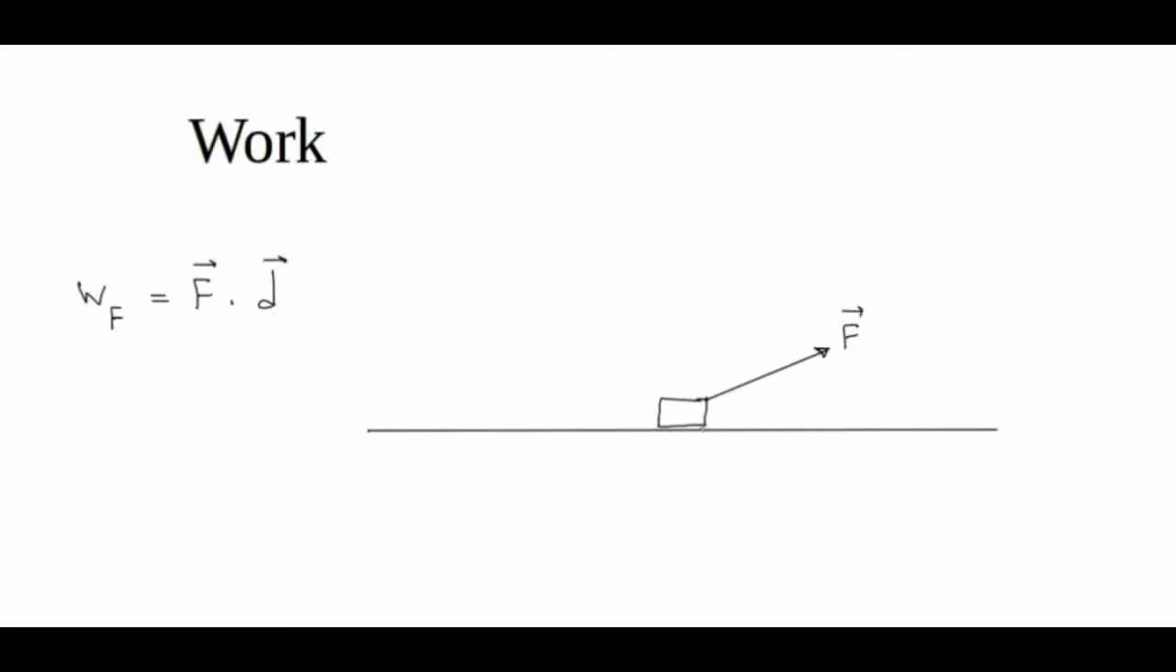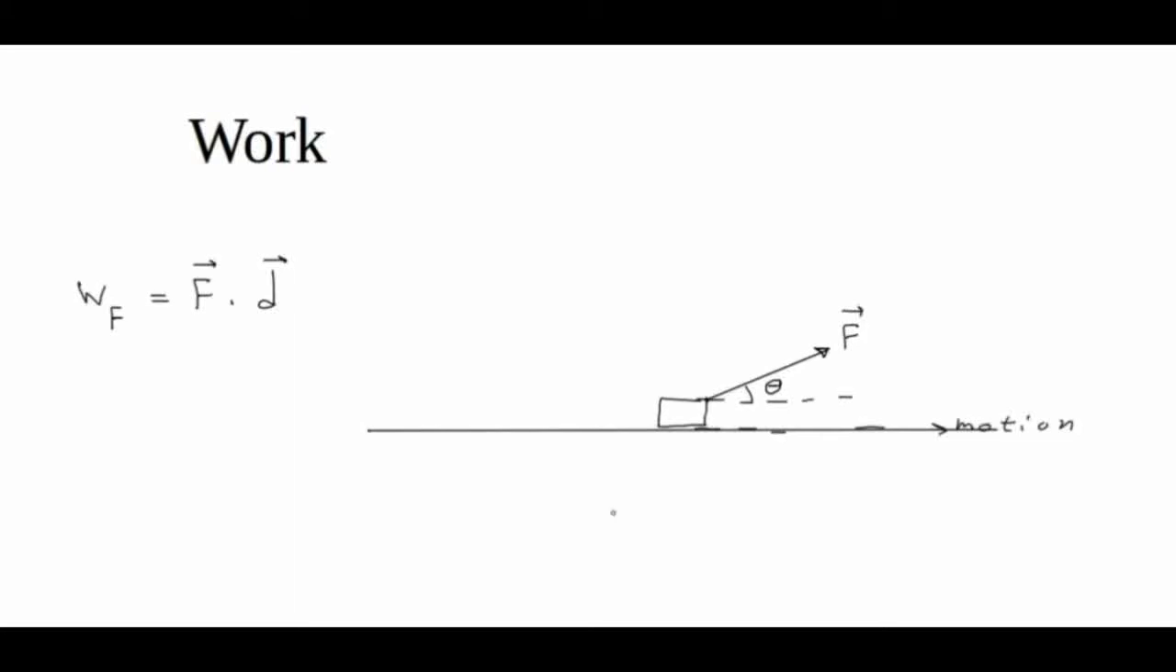Work done on an object by a constant force F, W index F, is defined as the inner product of force and displacement vector D. For instance, if this is the horizontal surface and an object is located on it and a constant force F begins to act on it and the object begins to move on this horizontal surface, the direction of the constant force makes angle theta with the direction of the motion of object.